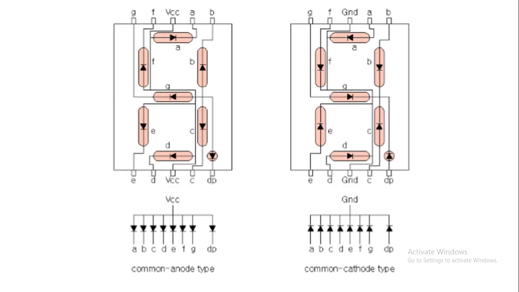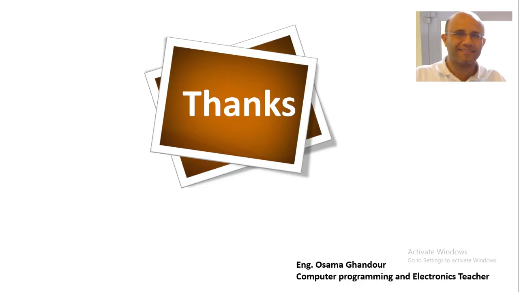Also, I have two types of 7 segments: the common anode type and the common cathode type, and it appears in this circuit diagram.